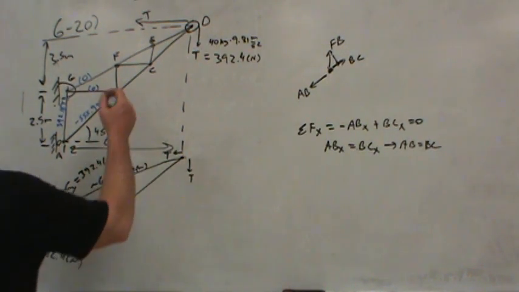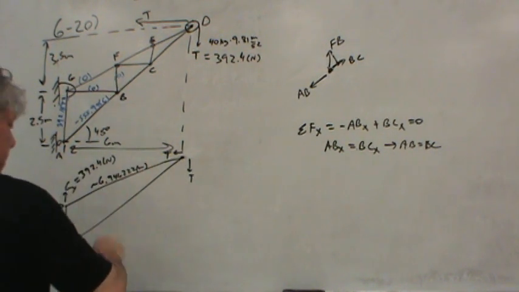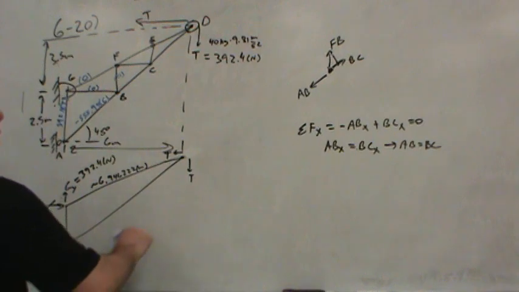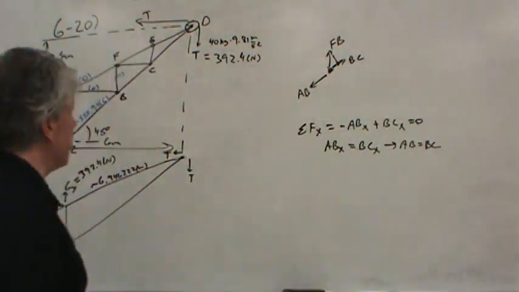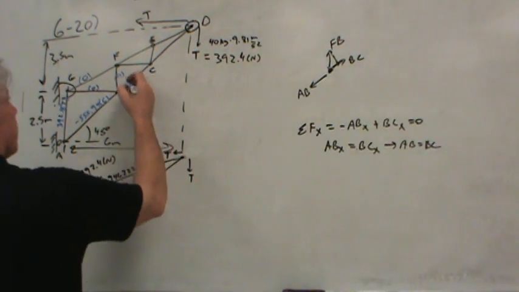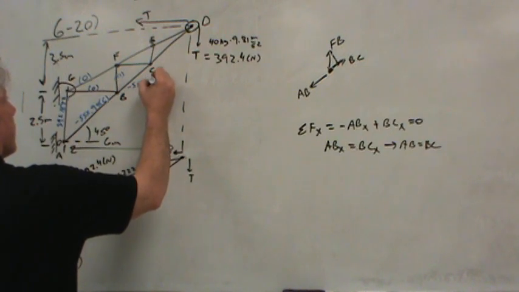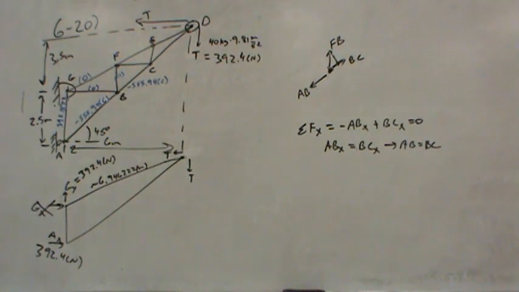We're finding a lot of zero force members here, which is actually kind of nice. FB is 0. And we know that AB and BC are equal. Now notice I assumed that AB and BC were both tensile. But they're exactly equal to each other, meaning that I assumed wrong, and BC is in fact in compression and has the same magnitude as AB.